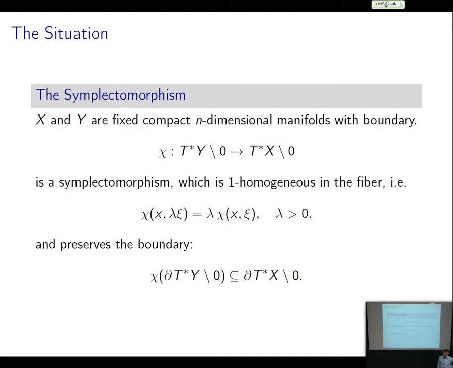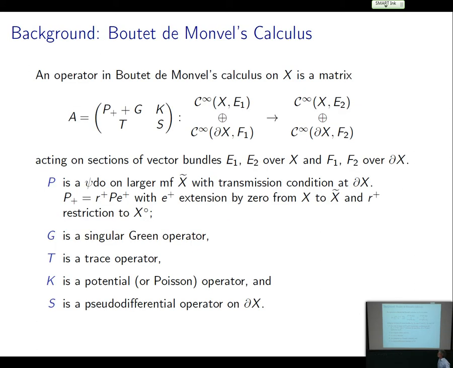Let me start with this situation. We have two manifolds with boundary, X and Y, and we have symplectic morphisms on the cotangent bundle, which, as usual, is assumed to be one-homogeneous in the fibers. So it's the standard setup, even though it's not quite standard, because now we have a manifold with boundary, and we want this symplectic morphism to preserve the boundary. Otherwise, you'd be in trouble. But that's a restriction, of course, for the symplectic morphism.